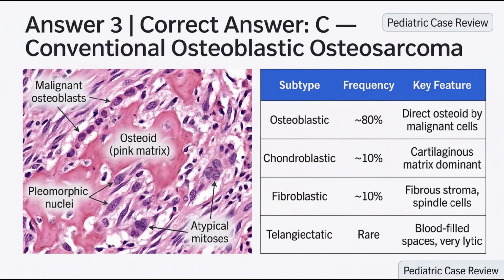This subtype accounts for approximately 80% of all osteosarcomas in children and is therefore the classic form you must know. Its defining histological feature is the direct production of osteoid matrix by malignant cells. Under the microscope, you will see malignant osteoblasts, a pink osteoid matrix, highly pleomorphic nuclei, and atypical mitoses. The chondroblastic subtype, accounting for approximately 10%, has a dominant cartilaginous matrix. The fibroblastic subtype, also approximately 10%, shows spindle cells within a fibrostroma. The telangiectatic subtype is rare and is characterized by blood-filled spaces, making it highly lytic on X-ray and sometimes confused with an aneurysmal bone cyst.